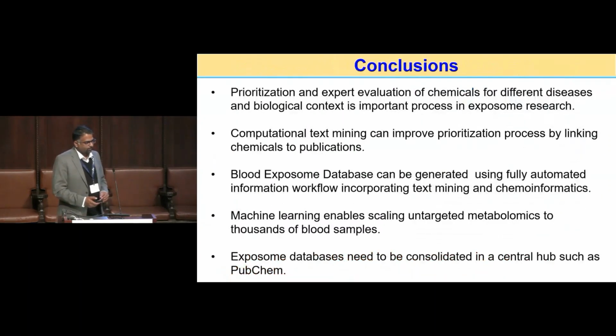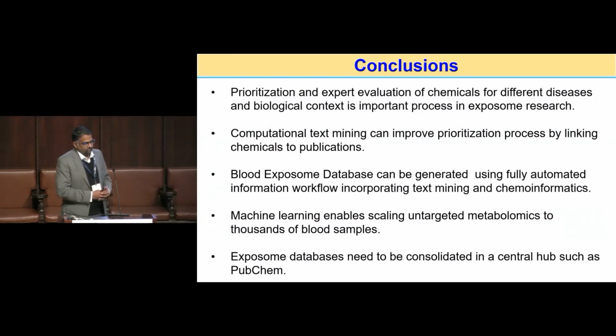So in conclusion, prioritization and expert evaluation of chemicals for different diseases and biological contexts is an important process in exposome research. We've got to think about it upfront, that how we will utilize all the primary literature and knowledge we will generate using our exposome research. What is the missing dot? And how we can think about a classification scheme like IARC monograph for other diseases and outcomes that we are interested in. And computational text mining can improve the prioritization process by linking chemicals to publications.